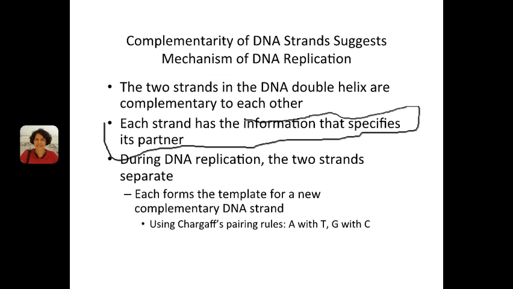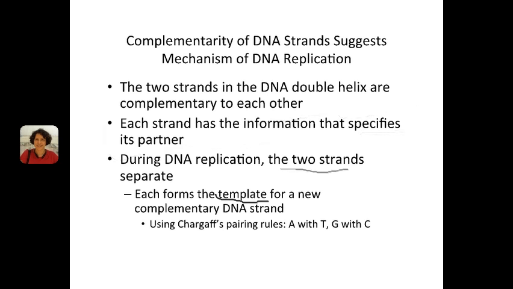So that means that during the process of DNA replication, the two strands can separate from each other, and each of them can become the template for a new complementary strand. And using the pairing rules that Chargaff discovered, you just pair A with T and G with C, and then you can regenerate a new strand opposite each of the two strands that separated from each other.